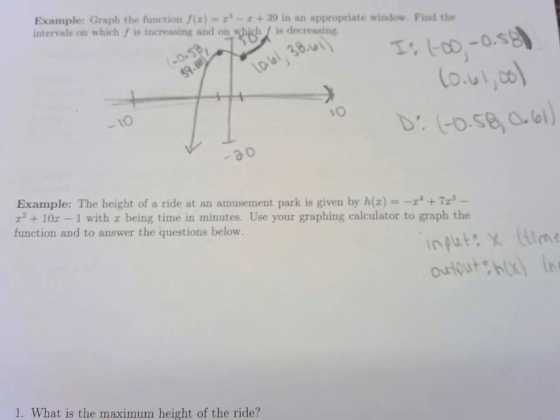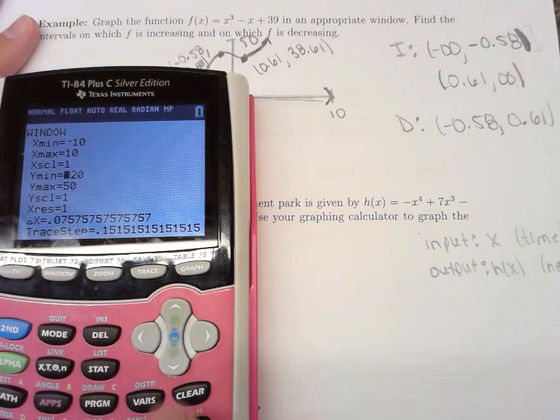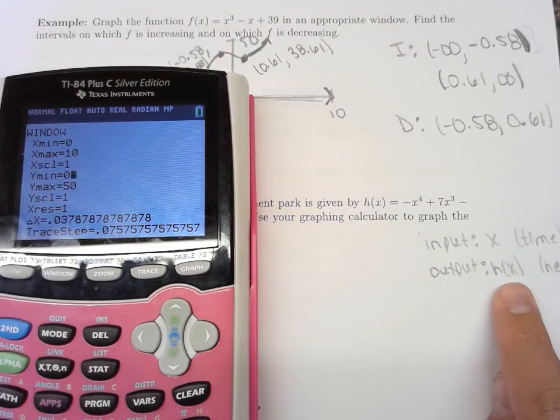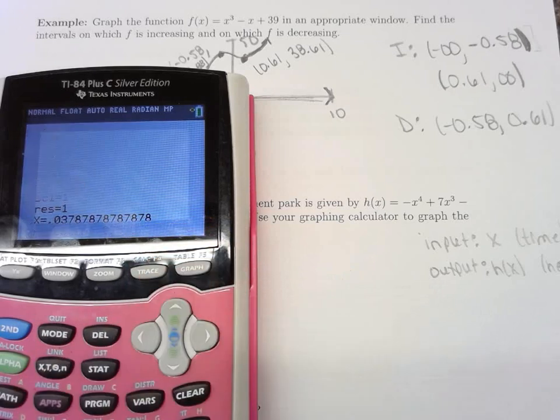No. Okay, so going back to our window, our input is time. You can't have negative time, so let's go ahead and change the x minimum to 0. So you have 0 to 10. I think that should be plenty. And then the y minimum, again, you can't have negative height. Negative 10 feet doesn't make any sense. So this is an amusement park ride. Let's go to like 500 feet maybe. I'm not really sure if that'll work, so let's try it.